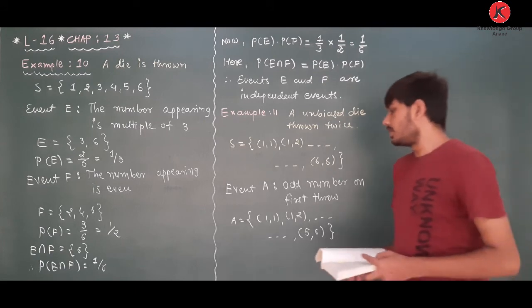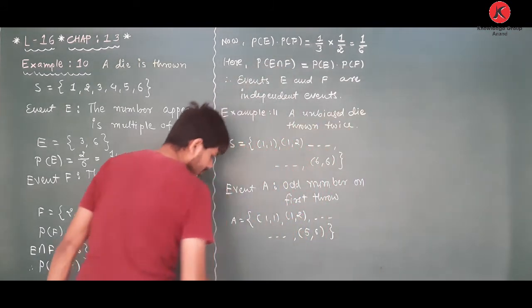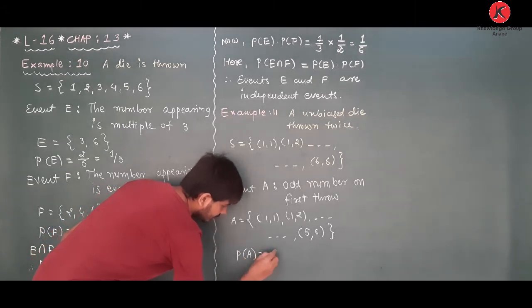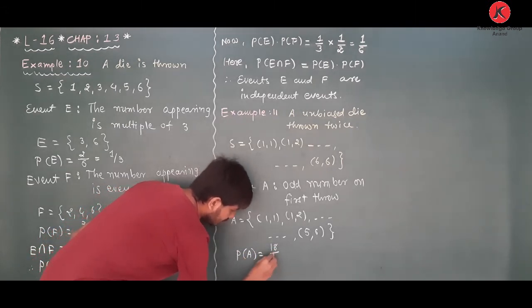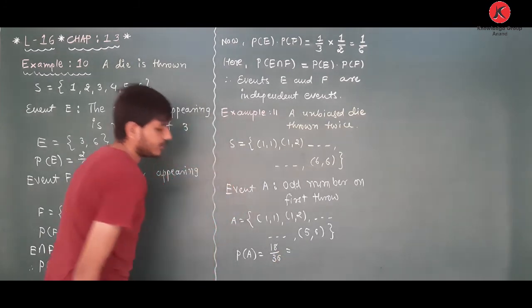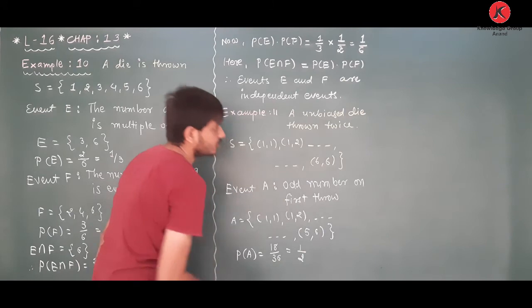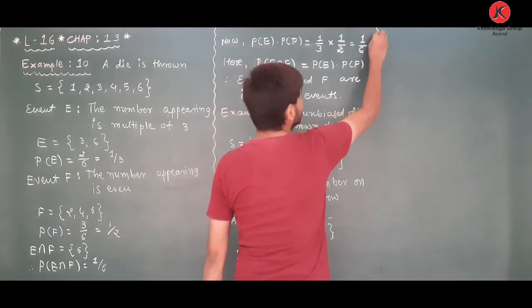Obviously, we require the probability of A also. Therefore, find out the probability of A. The probability of A is the total 18 favorable outcomes divided by 36 possible outcomes. We are getting the answer 1/2. This is for the event A.